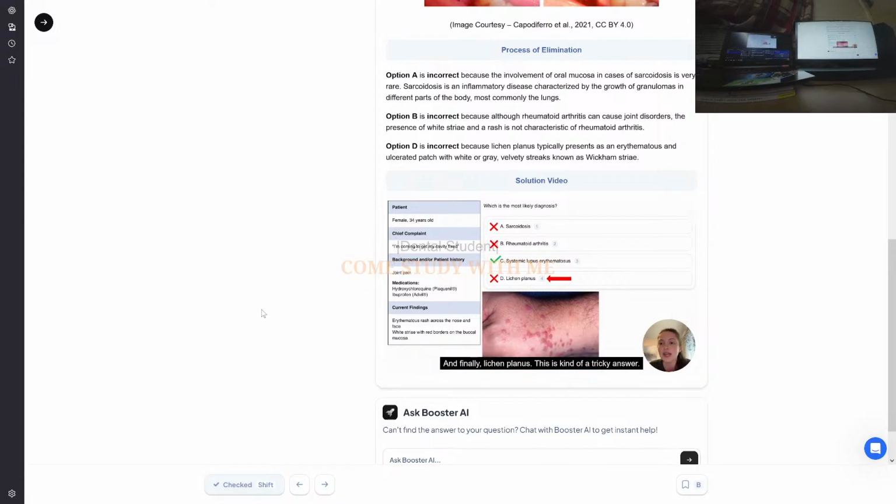planus. Now, this is kind of a tricky answer. If we're only looking at the picture and considering the description of the oral lesions, this could be kind of a trick answer. But we always need to make sure that we look at all the information in the patient box to make a complete diagnosis.